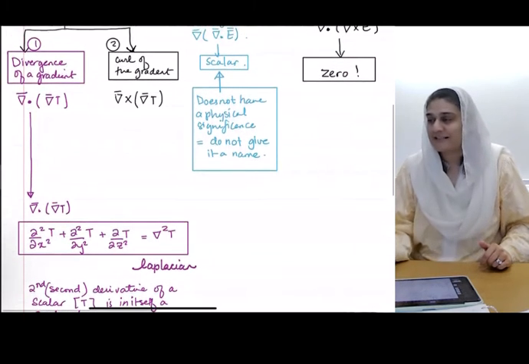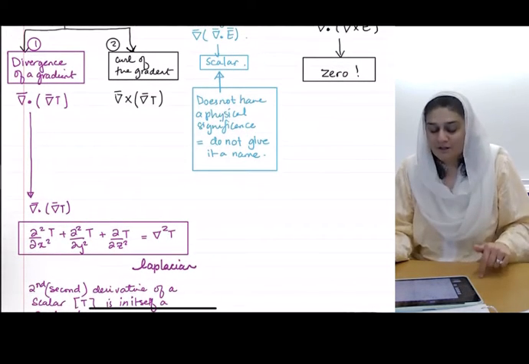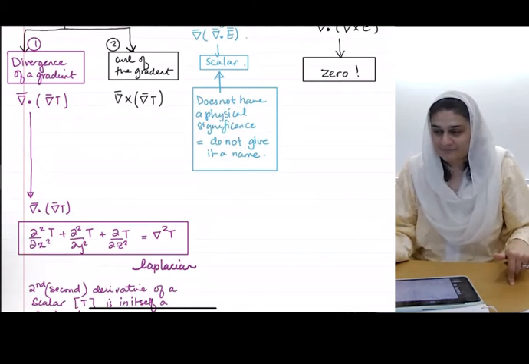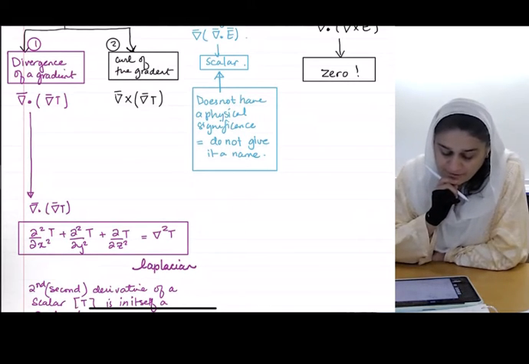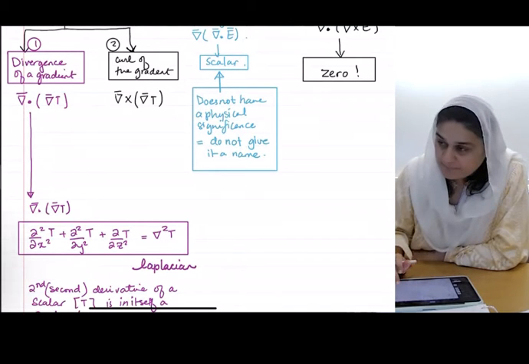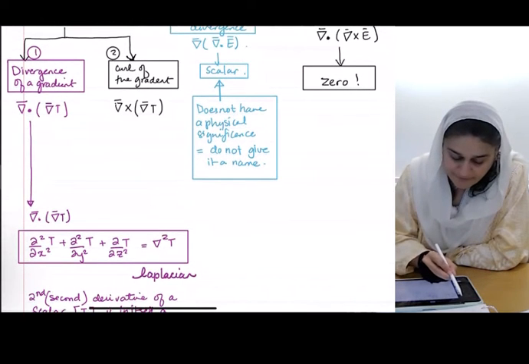Okay, now number 2 is left. The curl of the gradient. What is the curl of the gradient? Can I use green for that? I'm going to recolor this one green.